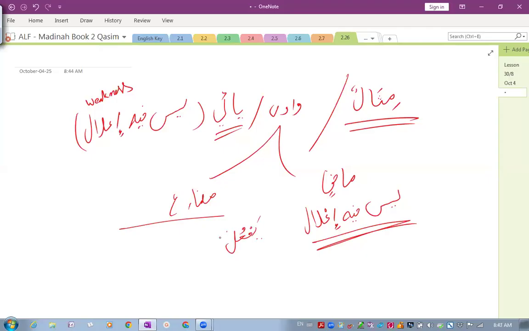Yaf'ulu, or yaf'ilu, or yaf'alu. These are the three possible scenarios, right? These are the only three possible scenarios. There is no fourth scenario. So again, mithal wawi, madi, laysa fihi ilal. No ilal in madi, so we conjugate as usual.